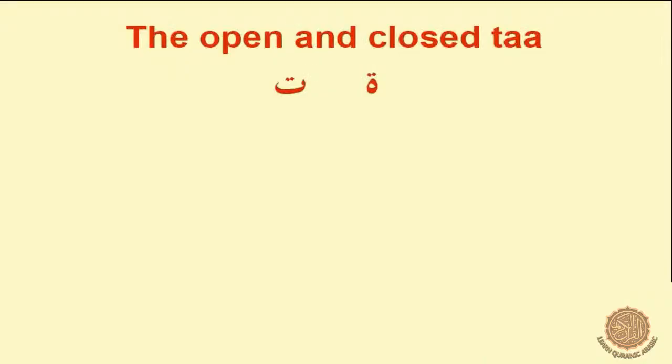So in this lesson, we're going to speak about the open and closed tat. So this is the open tat, and this is the closed tat. So it's quite obvious why they're called that, because of their shape. Now there are some differences. The first one is in which words they are found. So the open tat is used anywhere, meaning in any position of the word, and in any word. So either in the noun, or a verb, or a particle. So it's not restricted to any type of word in the Arabic language.